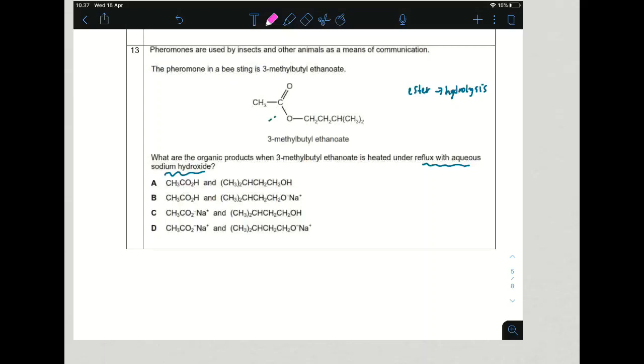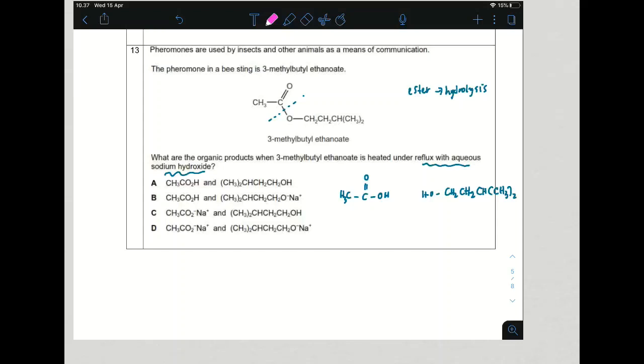The bond that will be broken is this part, and you are going to get C double bond O, CH3, and this is the part where the OH will come in, and the remaining part is the alcohol group. I'll just write it down for you. This is going to be the carboxylic acid and the alcohol group.